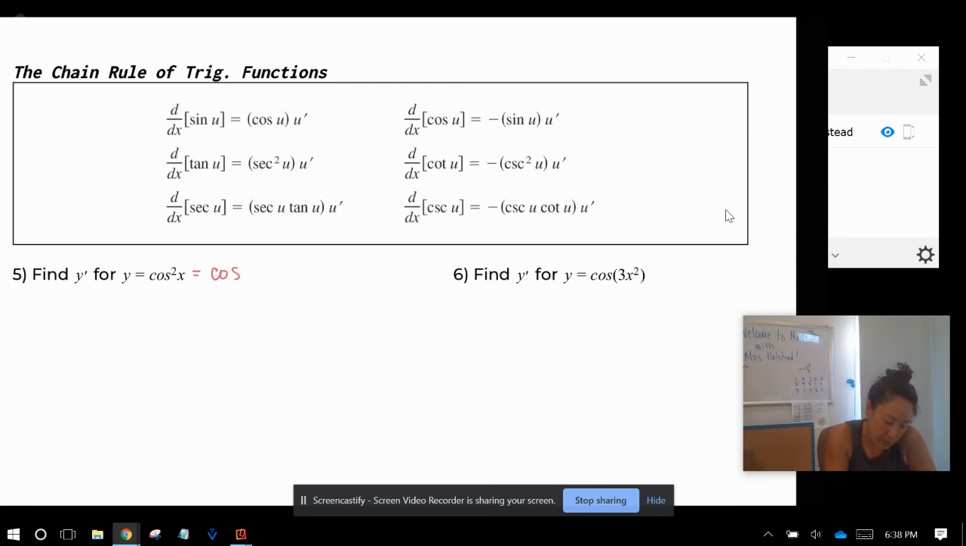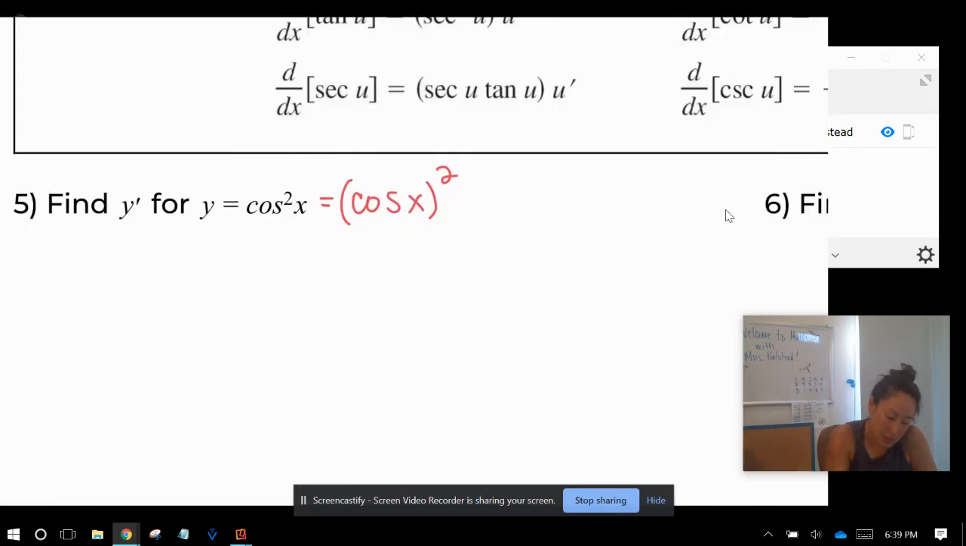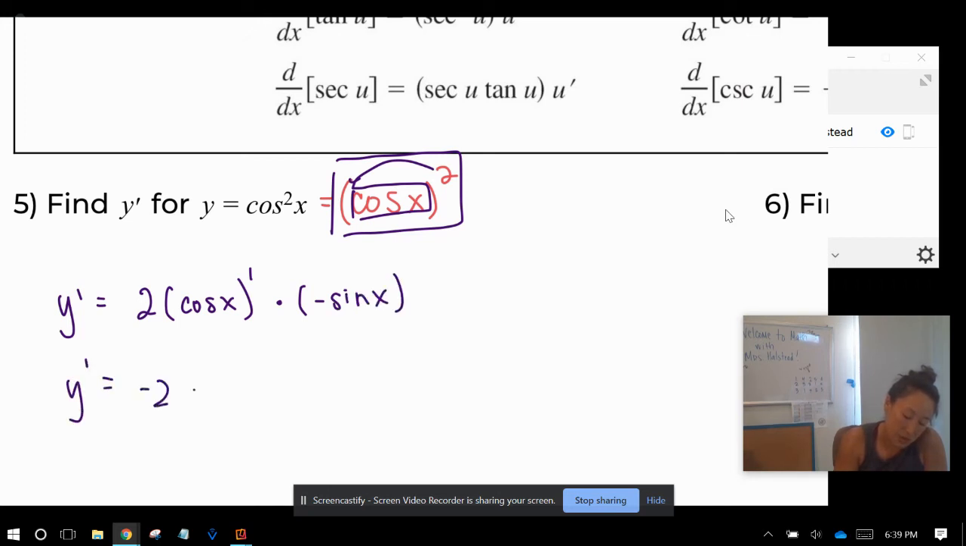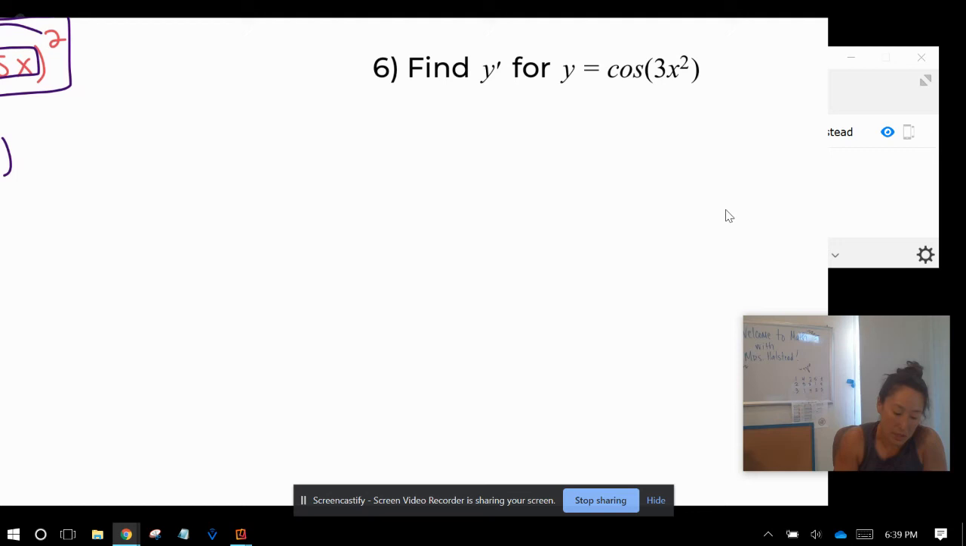So cosine squared of x. Remember, this is just a sneaky way to write cosine of x all squared. The outside function is going to be u squared. The inside function is cosine x. So we start, y prime is equal to, bring down the 2 times the cosine of x, that's the inside, raised to the 2 minus 1 gives me 1, times the derivative of the inside, negative sine of x. So y prime is equal to negative 2 cosine x times sine x. All right, number 6.